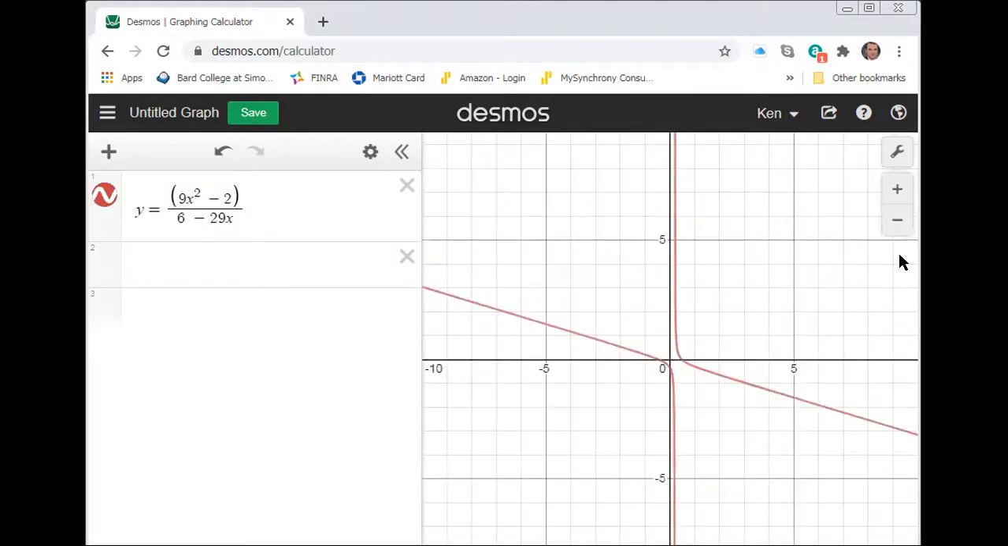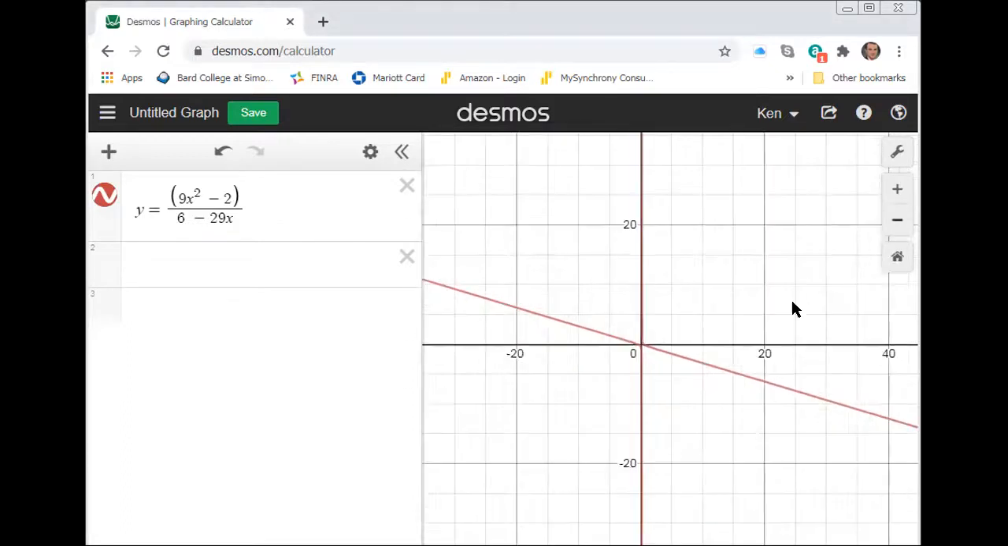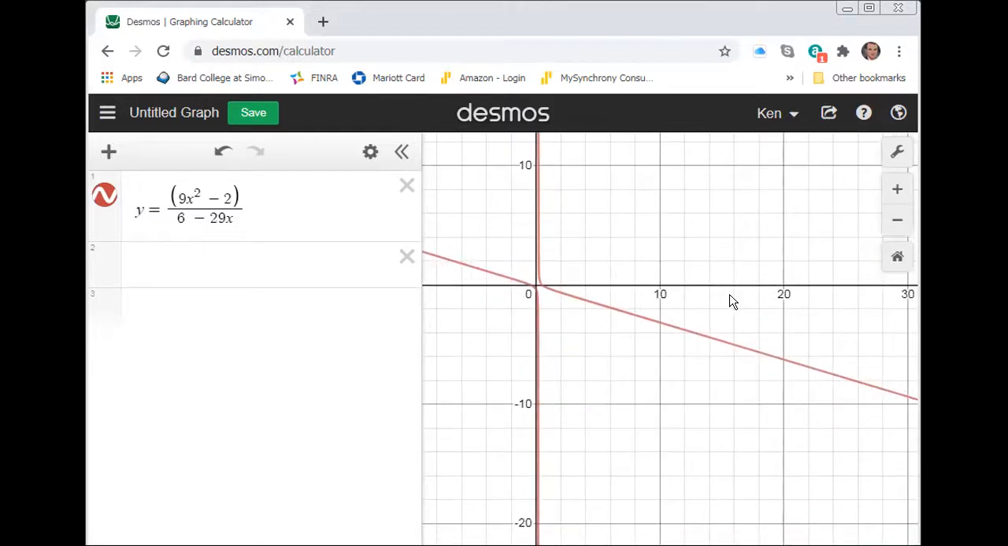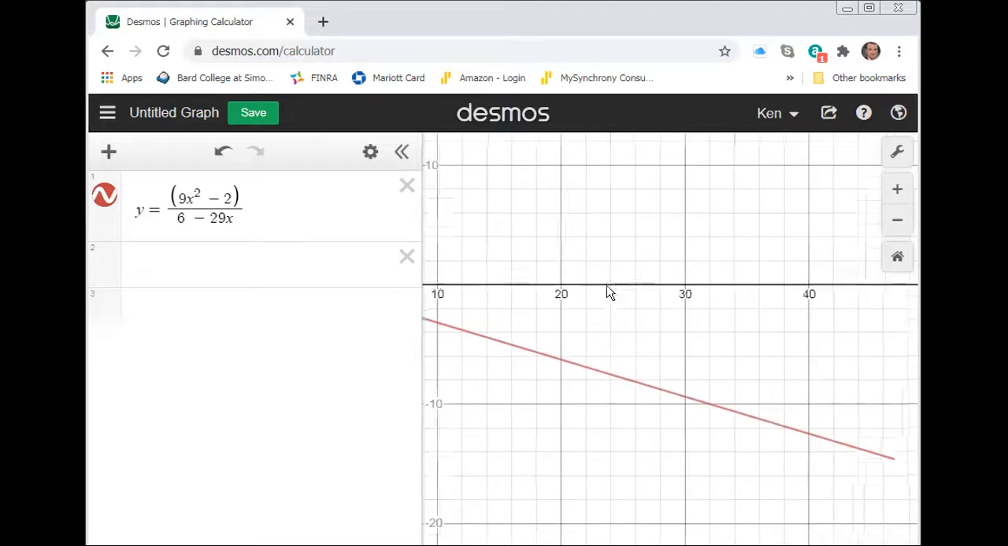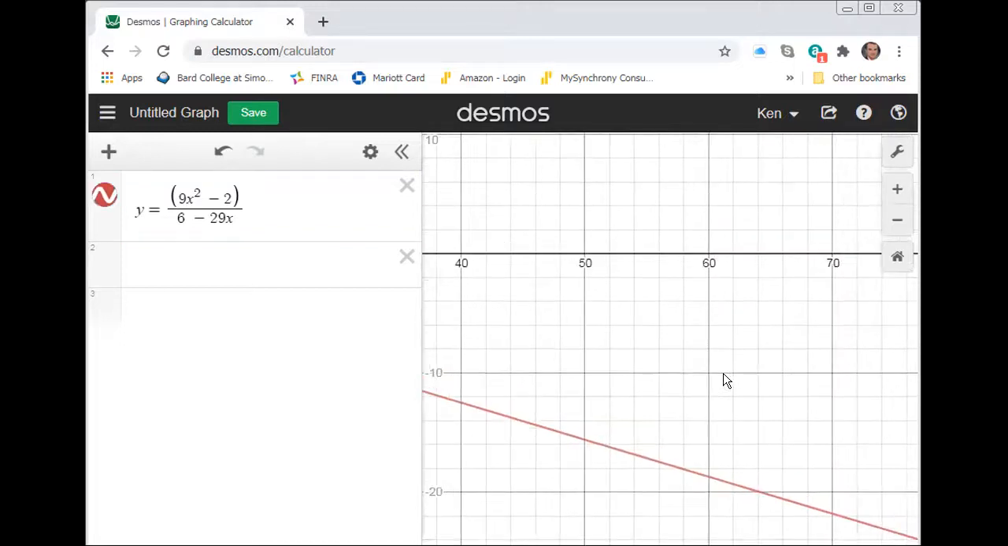Yeah, so what does this look like? I'll zoom out a little bit, and it's kind of a cool graph. And so you can see what's starting to happen. As x is getting very, very large, indeed the y values are going negative.